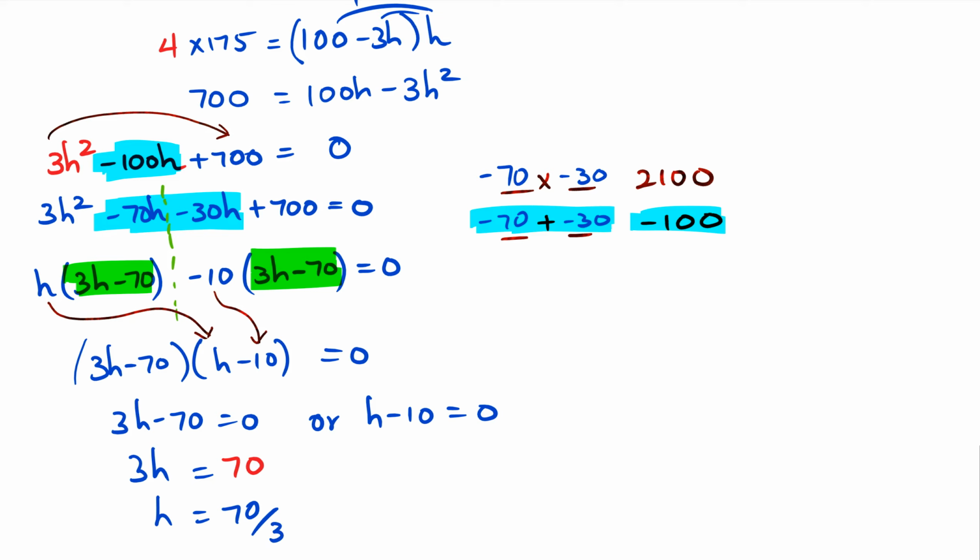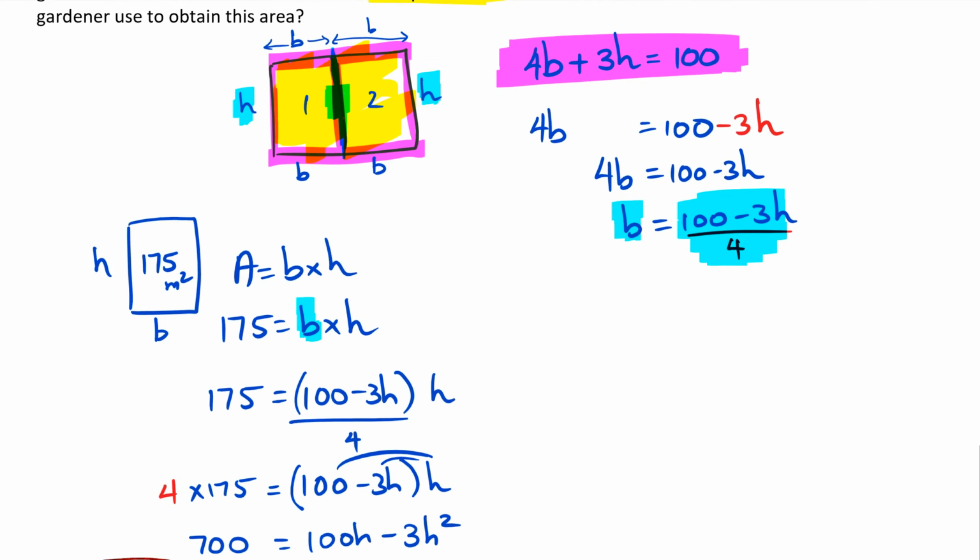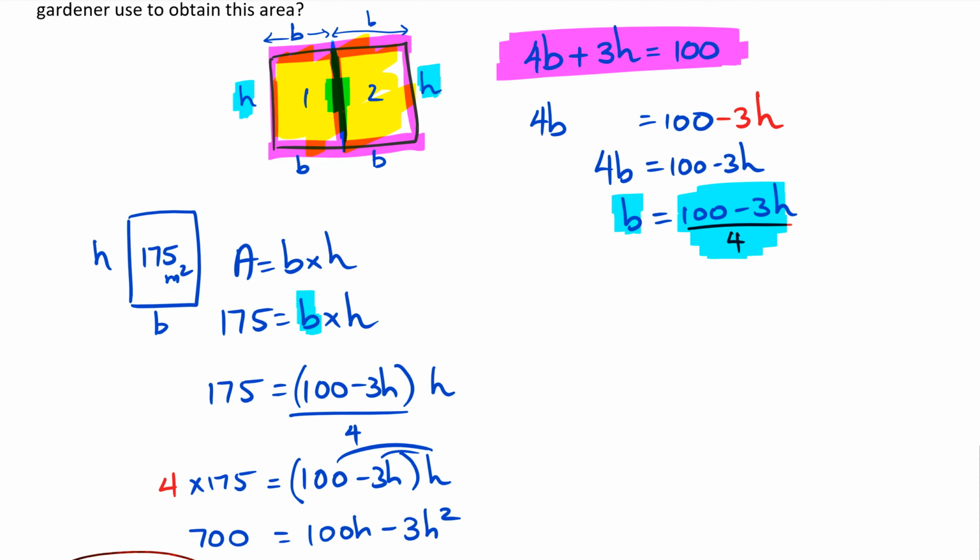And in my second case, I've got h is equal to just +10. So those are my two answers for the height of this rectangle. But now let's see, what dimension should the gardener use to obtain this area? So we've actually got two answers. h could be 10, or h could be 70 over 3. I'm going to take this equation right here.